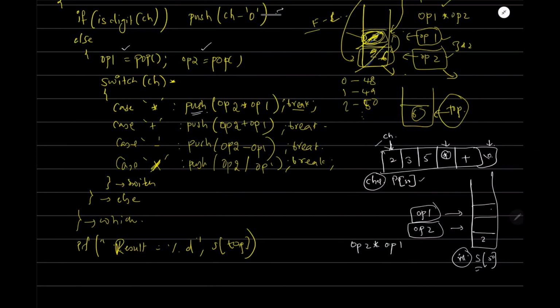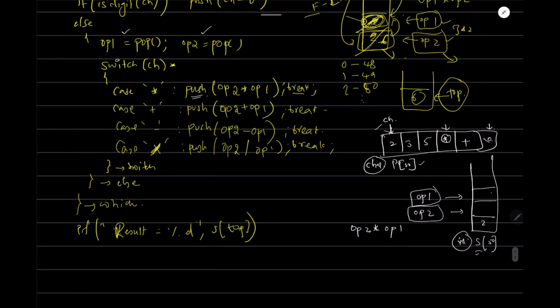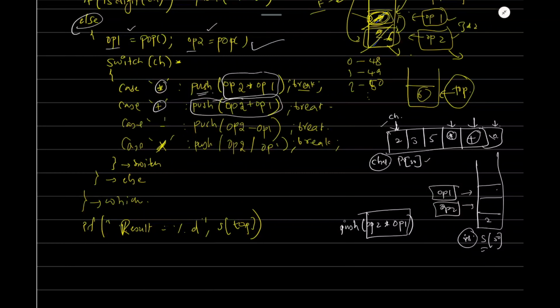So we have popped these two elements, and the resultant we are pushing again into the stack. See, here it is the star, right? As it is a star, we are pushing op2 into op1. So here we have earlier 3 5, right? So we will be pushing 3 times 5, that is, we will be pushing 15. So into the stack we'll be pushing 15. So we have pushed 15 here.